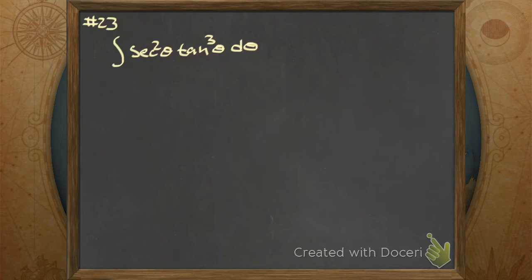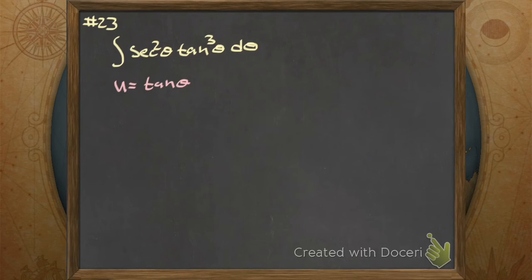What I have is secant squared tangent to the third d theta. When we're trying to make our u sub, we're trying to find a function and its derivative in the same integrand. What are you going to let u be? Tangent. What's the derivative of tangent?